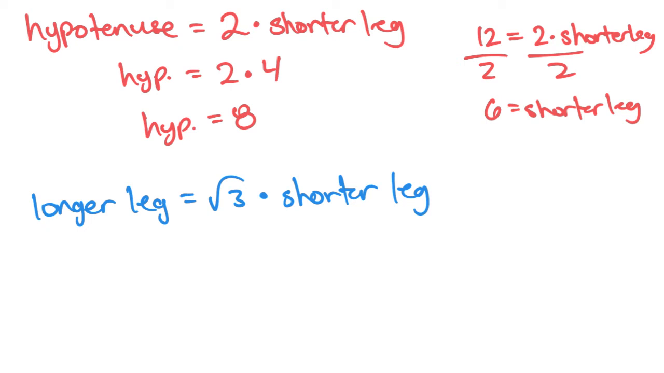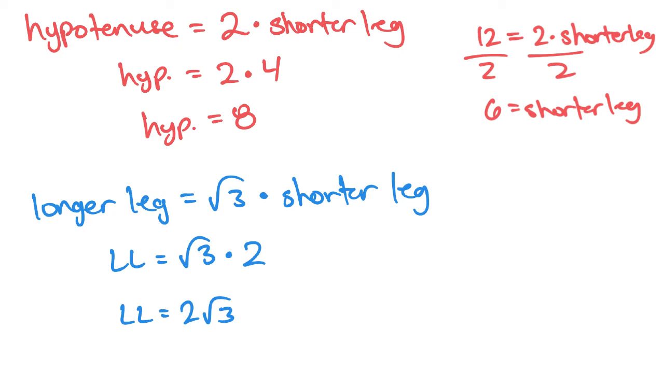Now we've got longer leg is equal to the square root of 3 times the shorter leg. Well, same thing, if I get my longer leg, which I'm going to abbreviate LL, it's square root of 3 and say the shorter leg was 2, well, my longer leg is equal to 2 times the square root of 3.